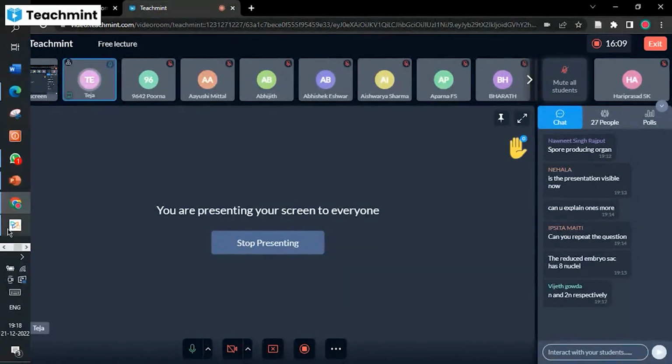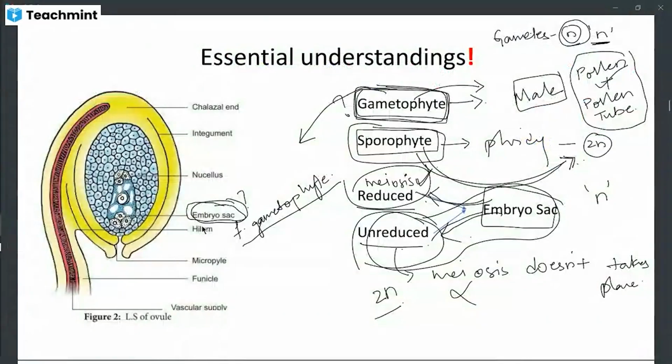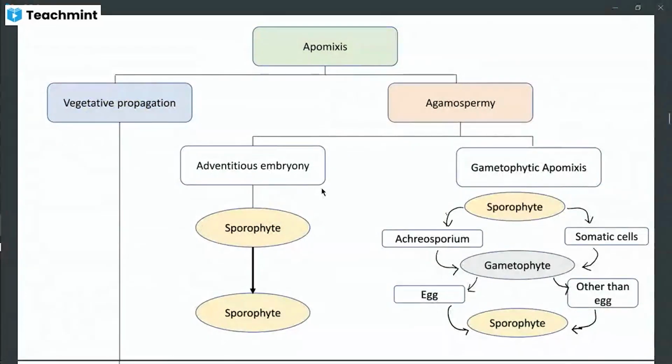Right. I'll be proceeding to the actual topic now. So we all know that plants are generally reproduced in 2 different types. One is sexual reproduction and the other is asexual reproduction. In the second one, that is asexual reproduction, now we will be studying about apomixis.